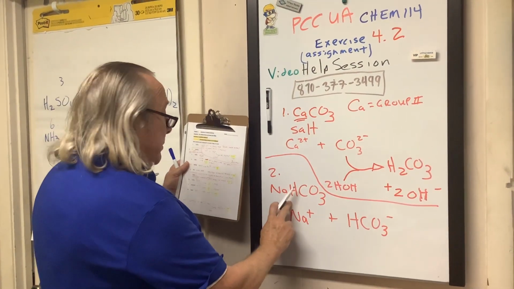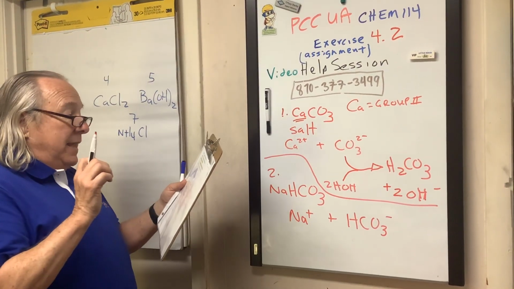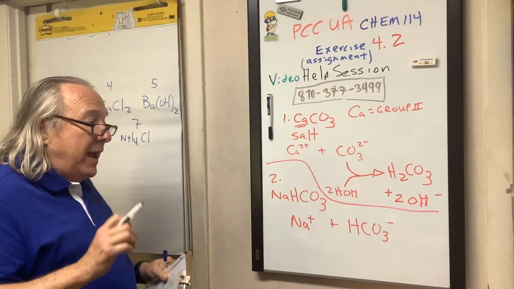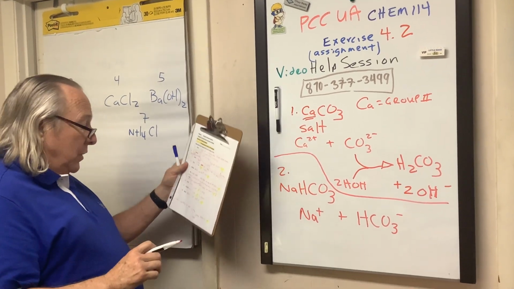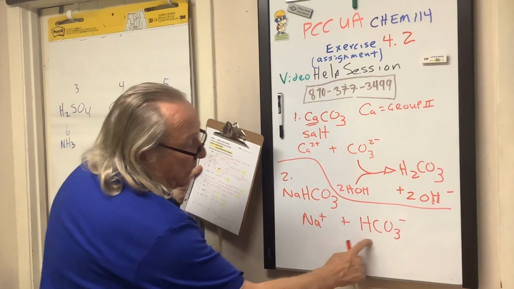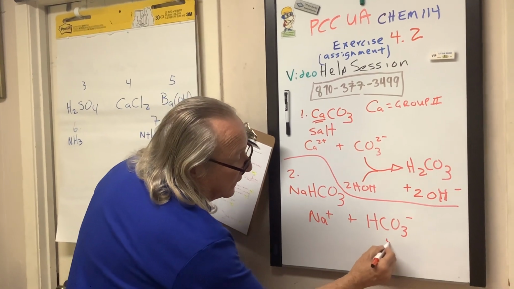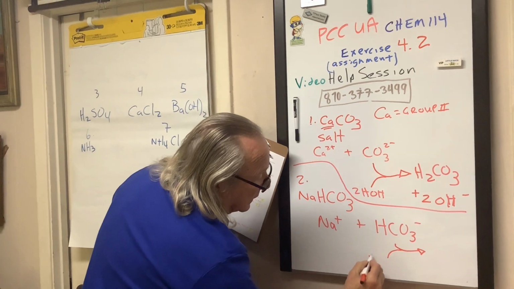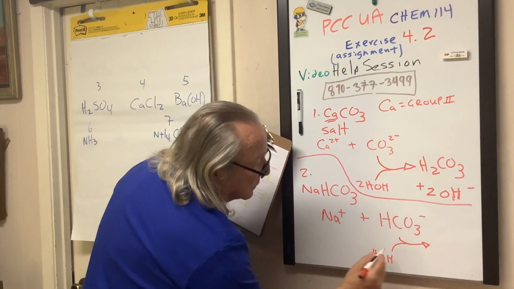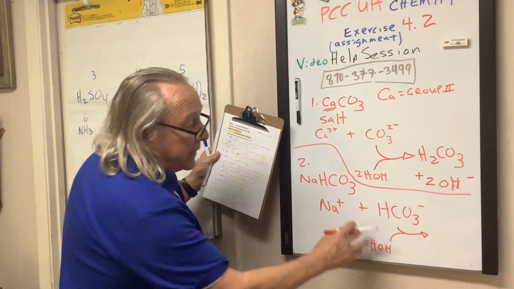Ditto for this sodium bicarbonate. It is a salt, but it has basic attributes. Because when you have this bicarbonate anion, it will combine with a single water. If you don't mind, I'd like to write it as HOH. What am I going to make?